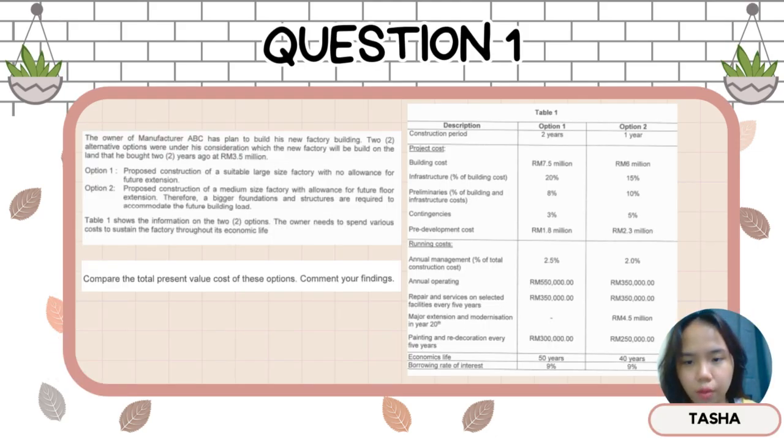Question 1 requires us to compare the total present value cost of option 1 and option 2, where option 1 is a proposed construction of a suitably large size factory with no allowance for future extension. Meanwhile, option 2 is a proposed construction of a medium size factory with allowance for future floor extension. Therefore, a bigger foundation and structures are required to accommodate the future building lot.